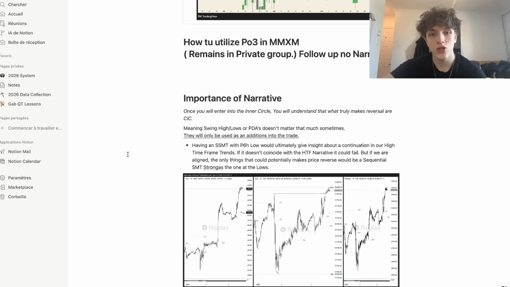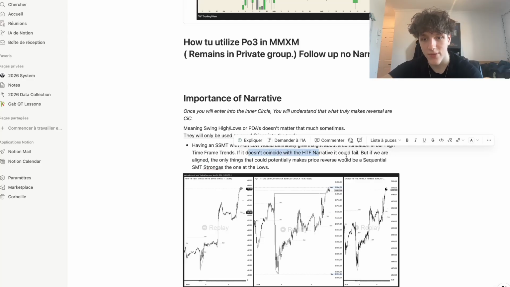So last topic, I just want to tell you the importance of narrative. Once you enter the inner cycle, you will understand what truly makes a reversal or cracking correlation, meaning swing high and swing low. PD arrays don't matter too much sometimes. They will only be used as an addition to the trade. Having a sequential SMT with the previous 6-hour low will ultimately give insight about their continuation in our higher time frame trend. If it doesn't coincide with the higher time frame narrative, it could fail.